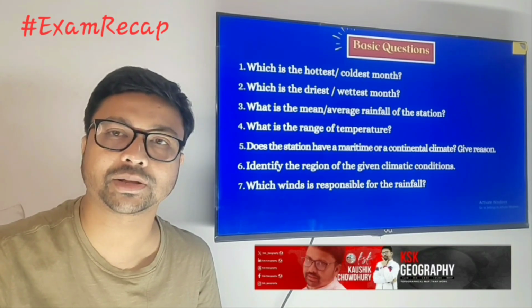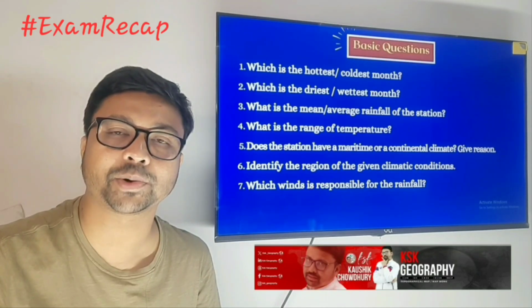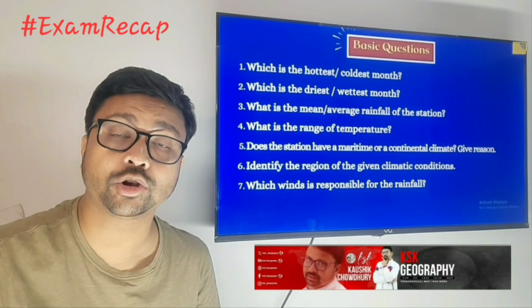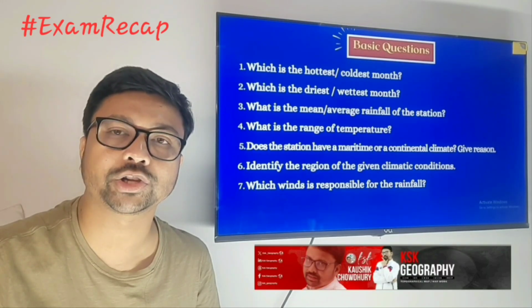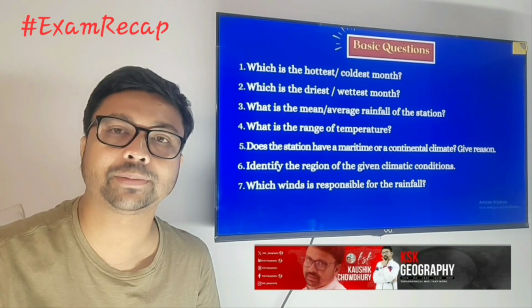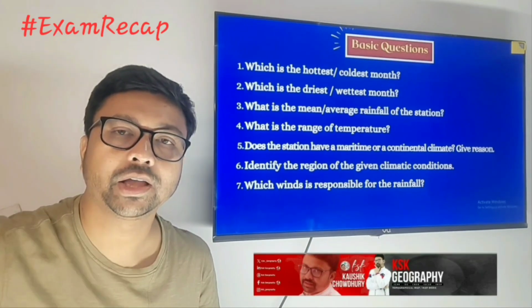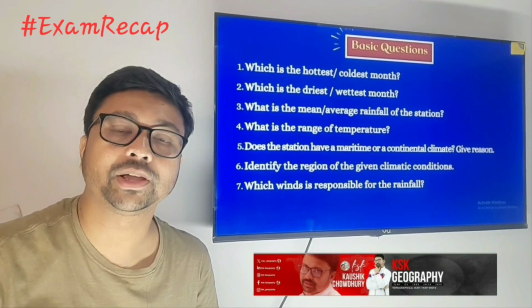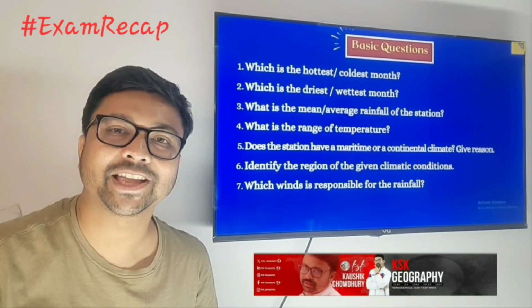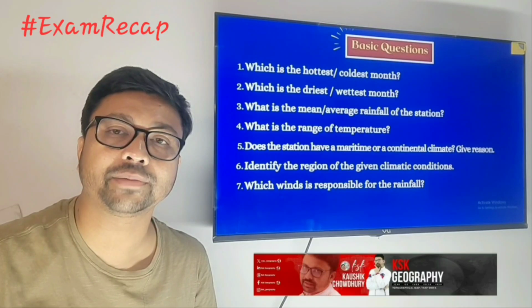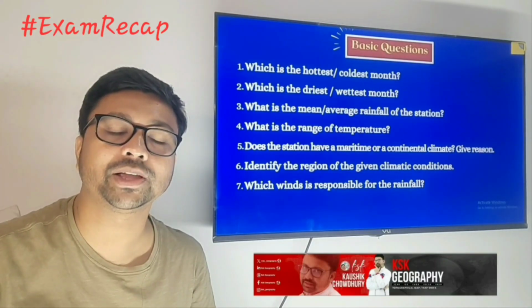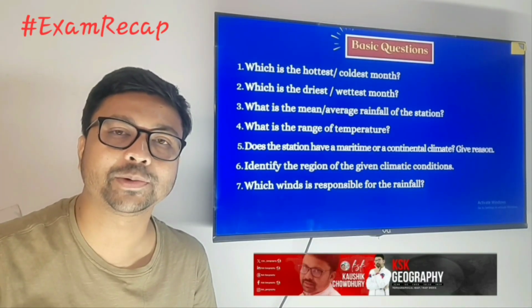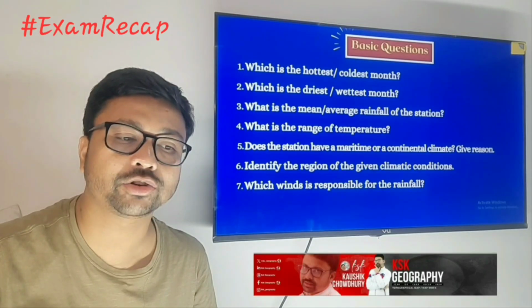Next one, the range of temperature. Range of temperature, very simple formula, that is highest temperature minus lowest temperature in that area. So that is the range of temperature. That will also help you to identify the location of the place. It means if the range of temperature is more than 15 degrees Celsius, it means the place will be in the interior part, and if the range of temperature is below 15 degrees Celsius, it means those are the coastal areas.